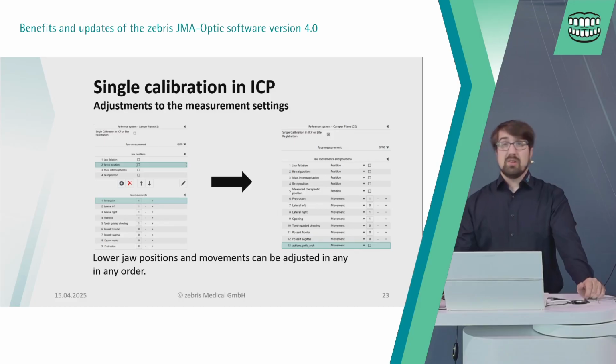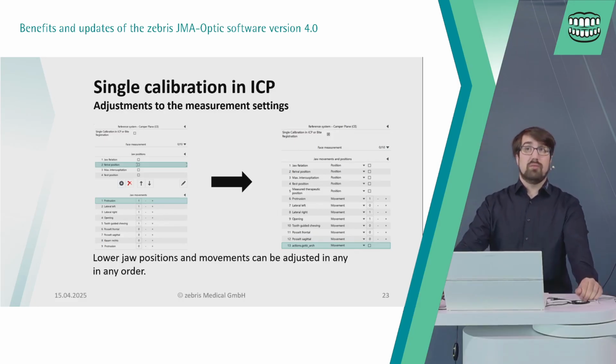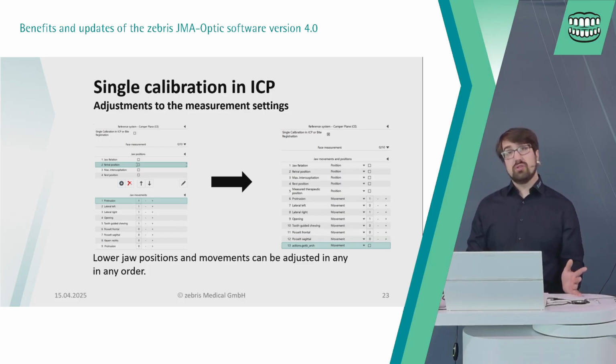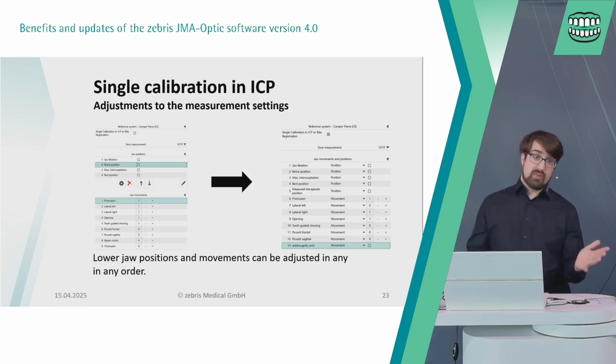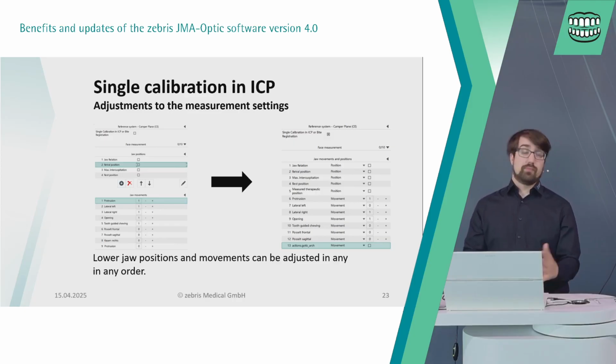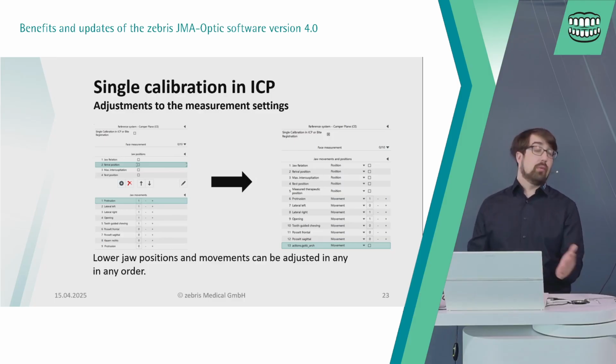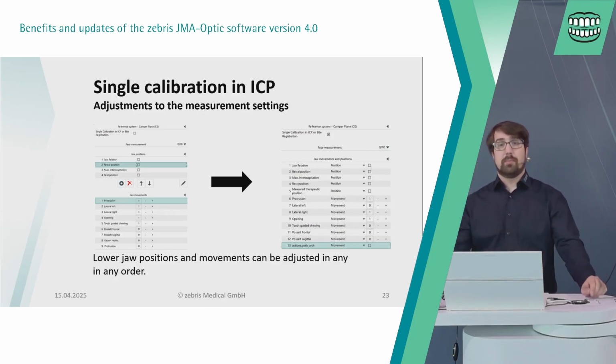Also, in our measurement settings, we have some adjustments, because when you select this method of measurement, you now have the possibility to mix jaw positions and movements and place them in any order as you like. For example, with the splint, record the movements without the splint, record the movements with the splint, compare them together, and see if, for example, the displacement of the disc is no longer there when you have the splint inside.